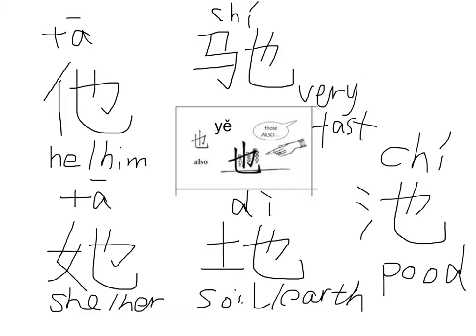One more time, it's 他, is he or him. 她 is she or her. 驰, very fast. 地, soil or earth. 池 is pond.